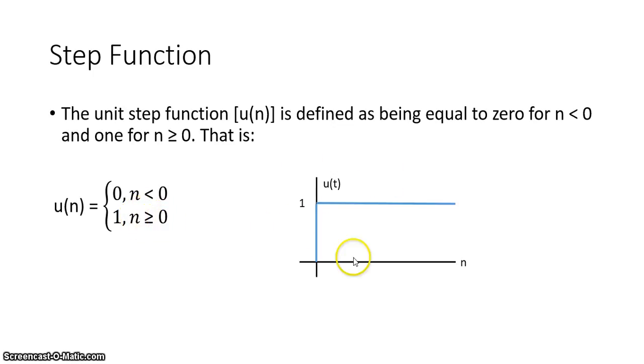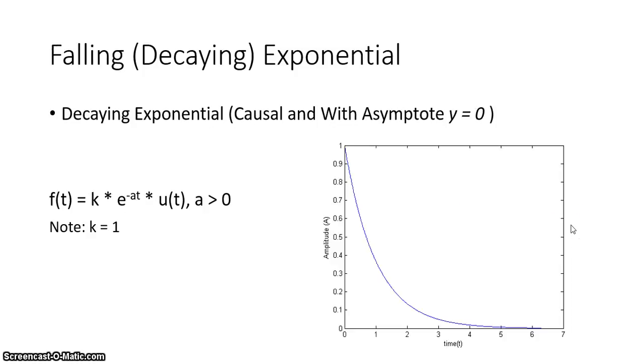We represent the unit step graphically with a graph that looks similar to this, where this is 0 at this point here. And so we just have this and it goes on forever and ever out this way, all right? So now let's look at the falling or decaying exponential.